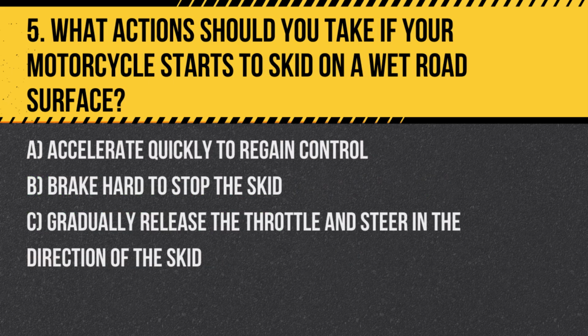Question 5. What actions should you take if your motorcycle starts to skid on a wet road surface? A. Accelerate quickly to regain control. B. Brake hard to stop the skid. C. Gradually release the throttle and steer in the direction of the skid.